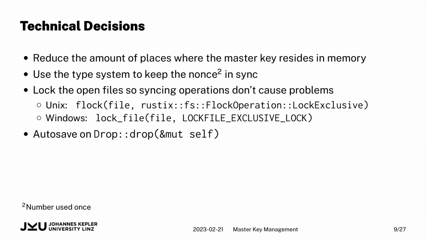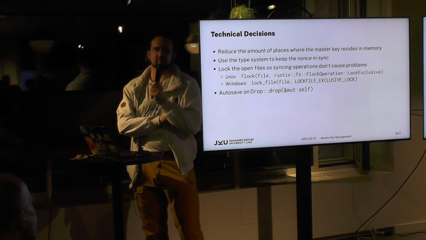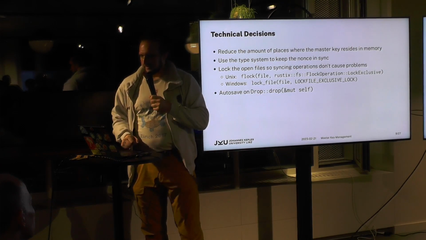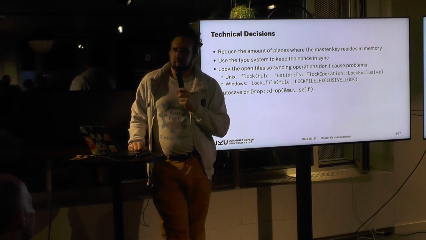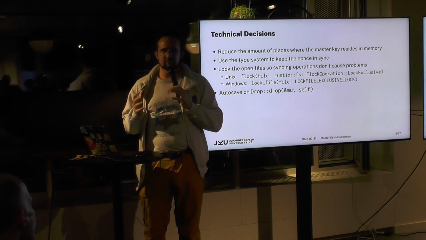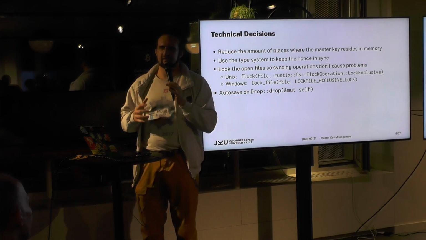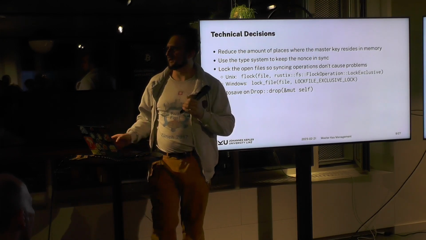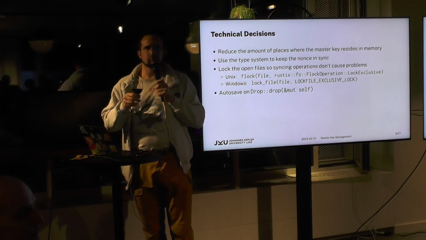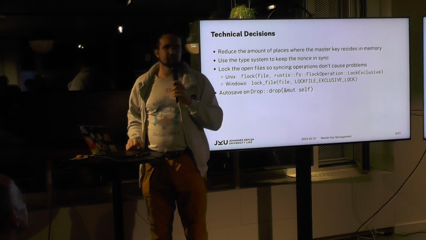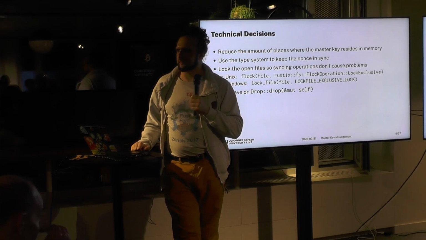So I would like to keep the master key in one place. That's not possible, sadly, but I can keep it in as few places as possible. Then I need to update the nonce, the number used once. So I can use the type system of Rust to update that automatically. Who here knows about the drop trait? Half the room, a little more? Who knows about this structure from other languages?